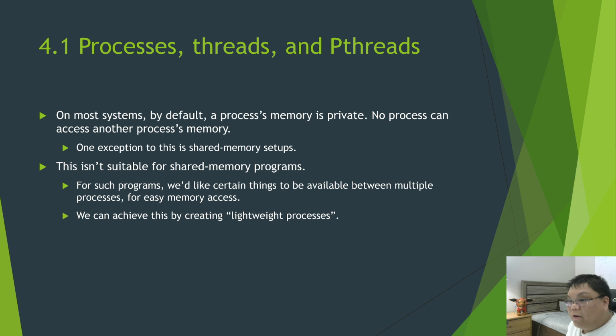On most systems, by default, a process's memory is private. No process can access another process's memory. And that's a key thing that the operating system must also uphold. The memory space of one process must not be messed with by another process. Processes should not interfere with other processes, and especially they should not interfere with the operating system itself.